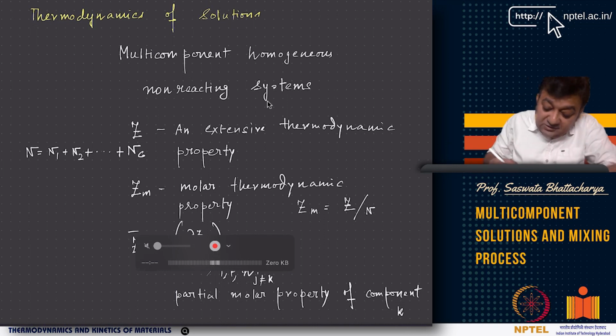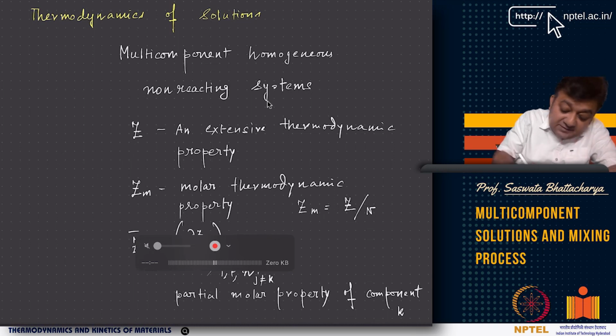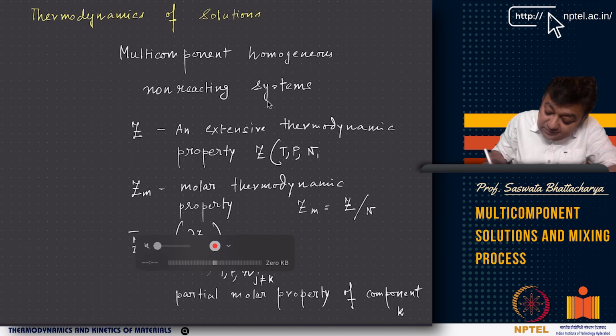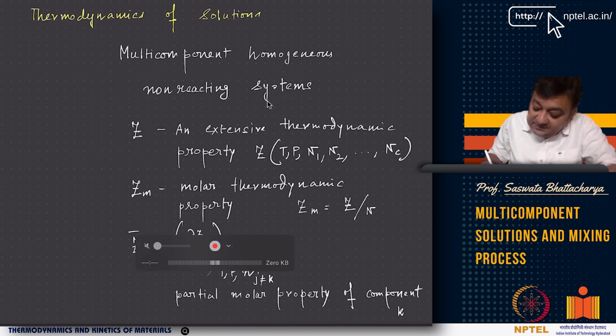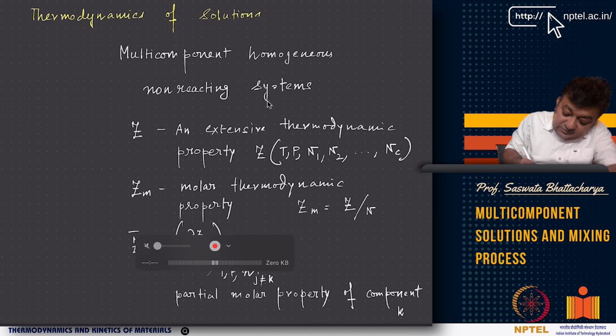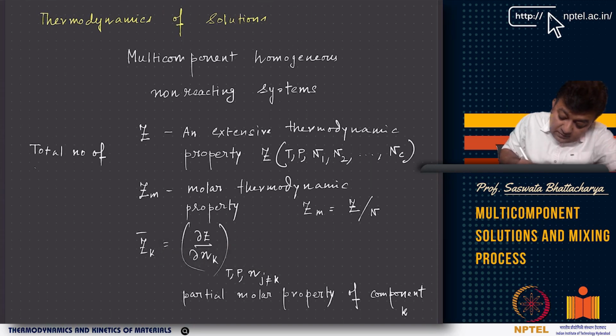Now, as you know, a little bit of reprise. If you think of Z, which is an extensive thermodynamic property, it can be a function of temperature, pressure, and mole numbers of different components like component 1, component 2, up to component C. N1 is the number of moles of component 1, N2 is the number of moles of component 2, Nc is the number of moles of component C. Then you have the total number of moles, N equals the summation over i equal to 1 to C of Ni.